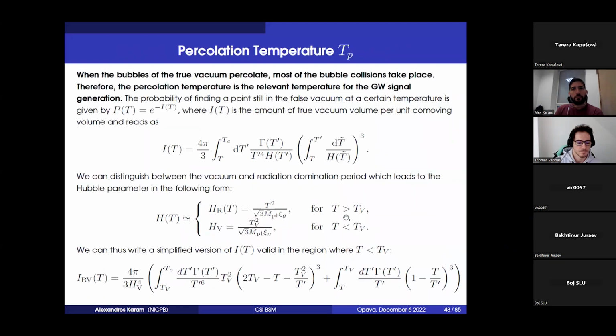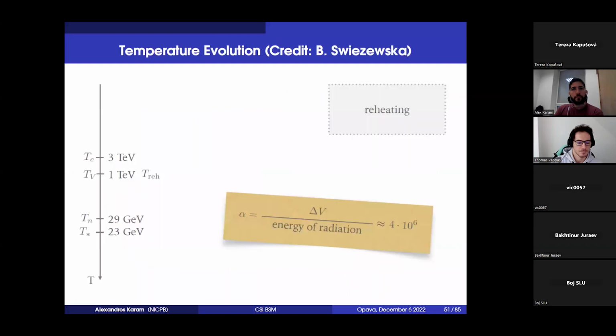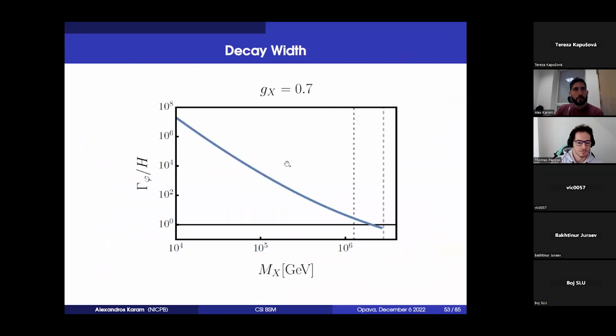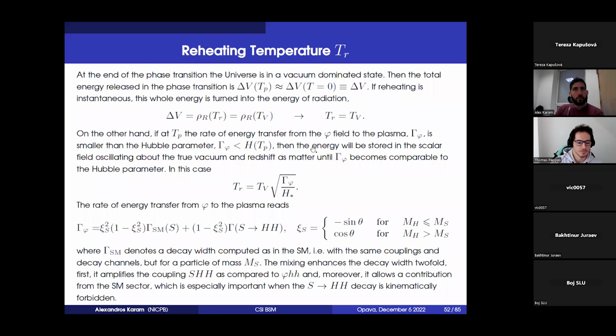Furthermore, after the phase transition completes, we have the so-called reheating temperature. So this is when the whole energy is turned into the energy of radiation.